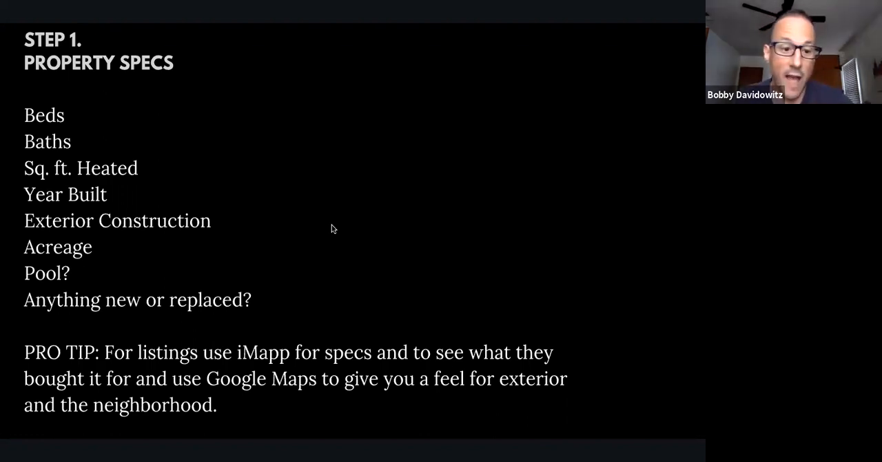Does it have a pool? Does it not have a pool? Has it been remodeled? Has it not been remodeled? Has the roof been replaced? Has AC been replaced? These are all things that you kind of want to know about before you do specs on the property.